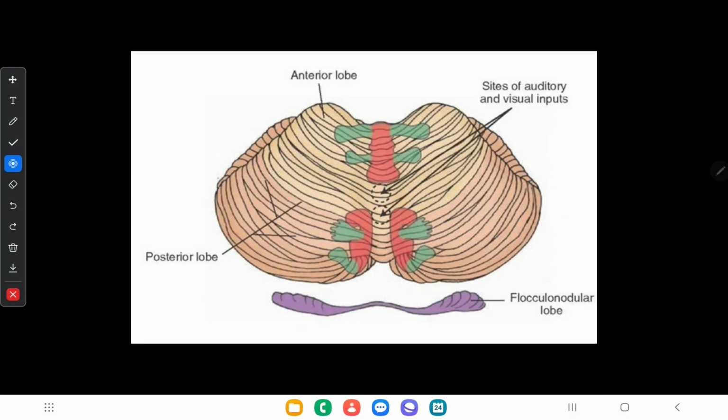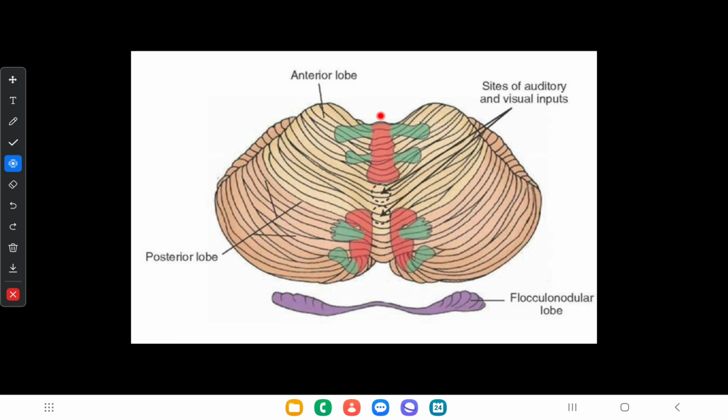There are 3 functional areas in the cerebellar cortex. First one is the cortex of the vermis. This part is the vermis, cortex of the vermis. Then the second one is the intermediate zone of the cerebellar hemispheres. Then the third one is the lateral zone of the cerebellar hemispheres.